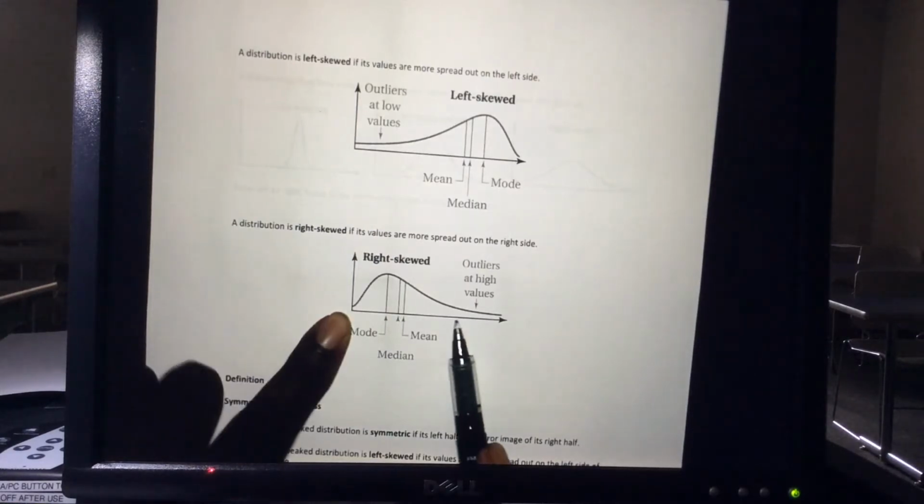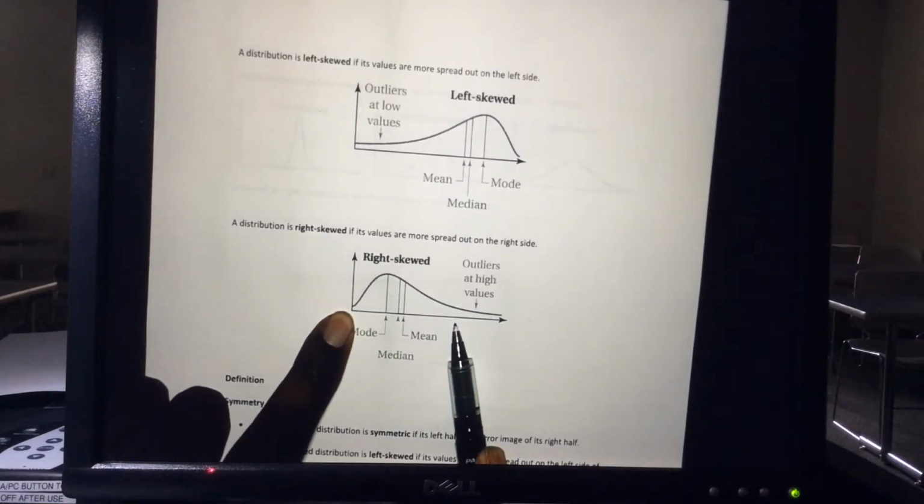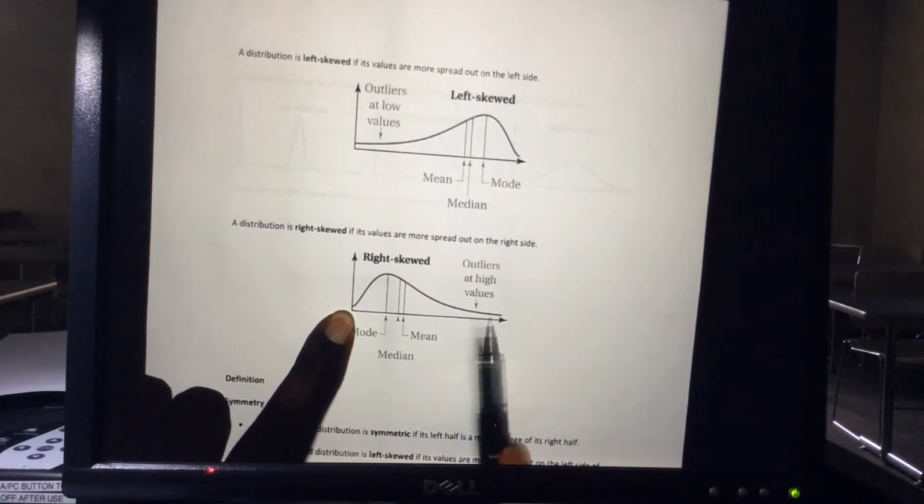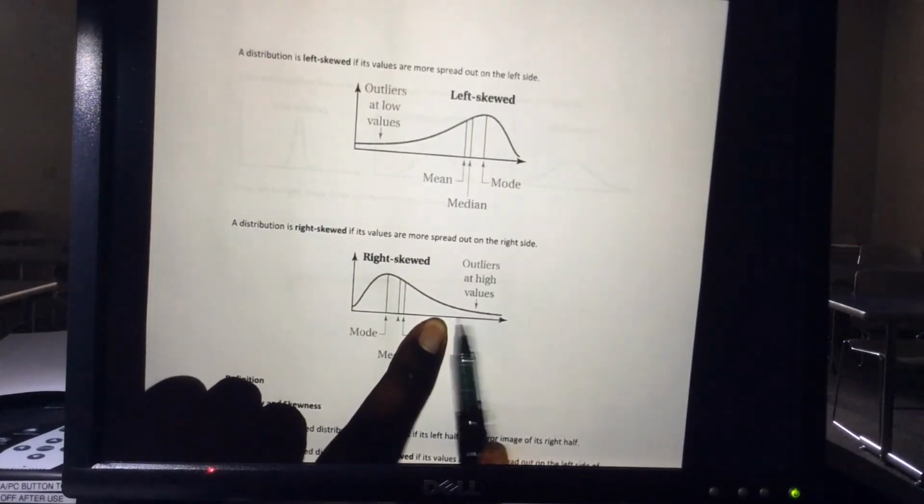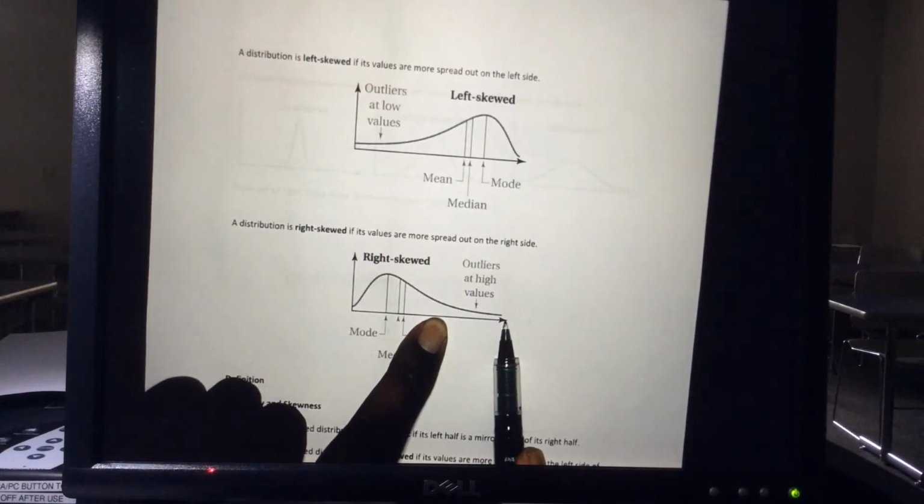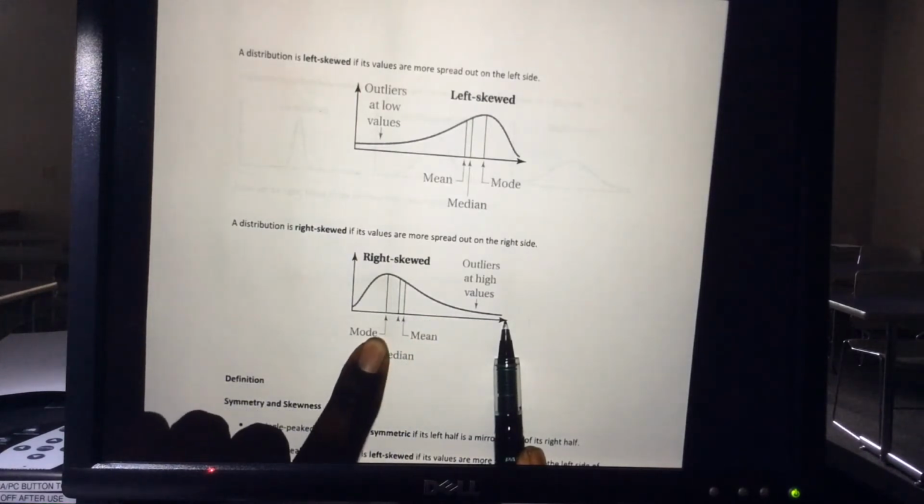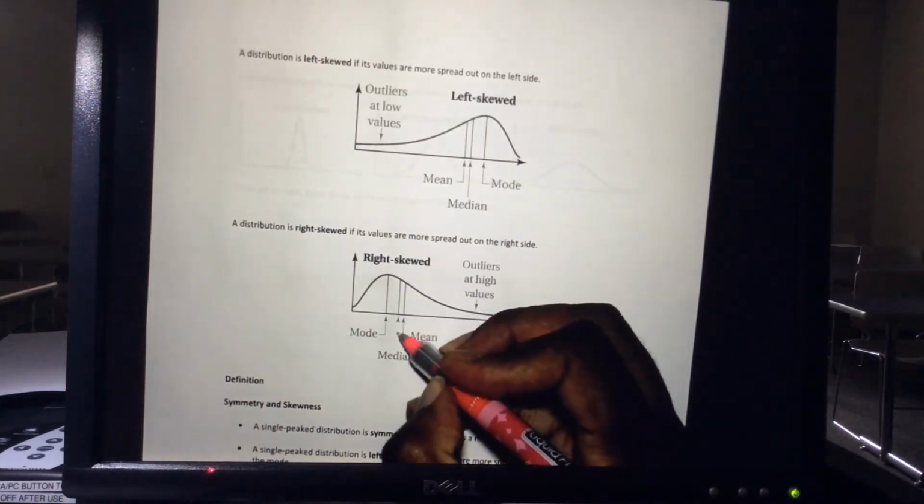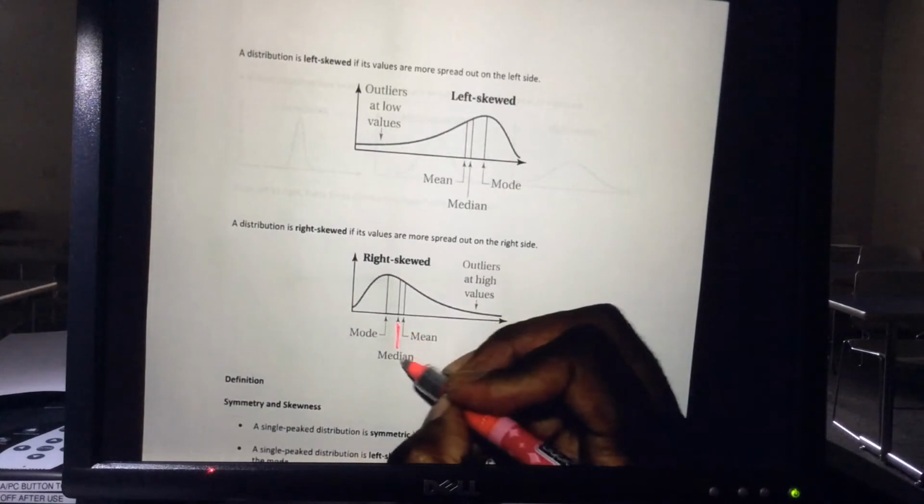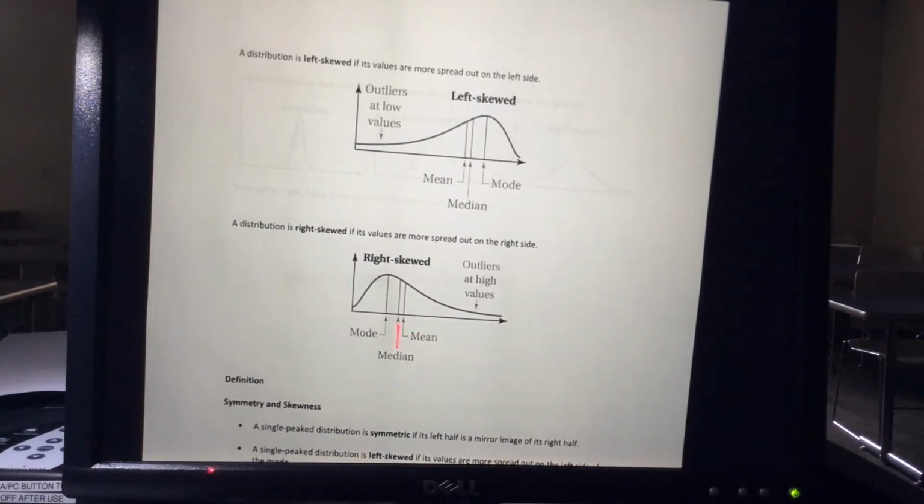Now, on the other hand, a distribution that is right skewed would be where the values are more spread out on the right side. Here, your outliers are going to be on the right side. The skinny part of that distribution will be on the right end, on the right tail. And in this case, your mode is going to be less than the median, and the median will be less than the mean. Or in this case, we can say the mean is greater than the median.